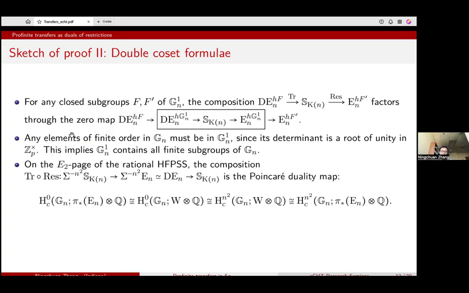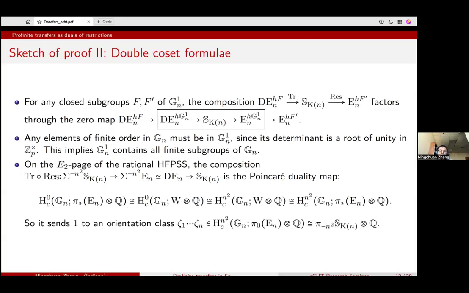And next, for the other composition, we can keep track. Pretty much the proof goes by keeping track of what's happening in group cohomology. If you do the composition the other way, then by the result of Barthel, Schlank, Stapleton, and Weinstein, we know that the rational group cohomology of Gn with coefficients in pi star En is the same as that with coefficients in the rational Lie algebra cohomology. And there you can say this composition is essentially the same as the Poincare duality map, and in particular, it sends one to an orientation class in the top degree group cohomology.